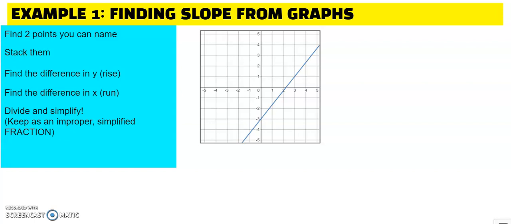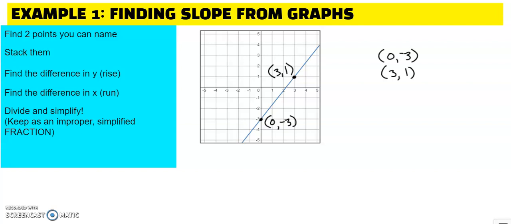First thing we do is we want to find 2 points. Remember, 2 points that we can name. So I see right here, I can name 0, -3. And I see up here, I can name 3, 1. So I have my points. Next thing that I'm going to do is I'm going to stack them because I want to be able to find the difference. So I'm going to stack 0, -3, 3, 1.